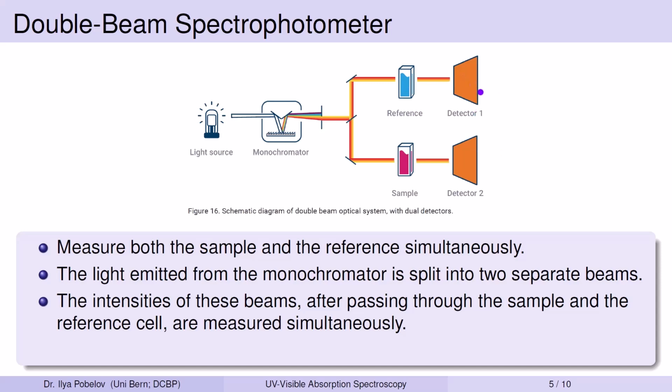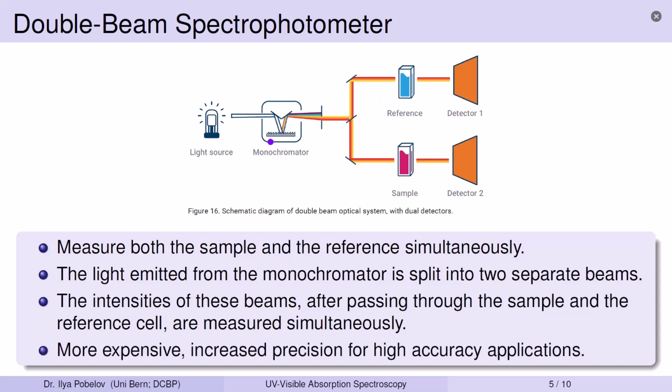This synchronized measurement ensures that any fluctuations in the light source or drifts in the detector affect both beams equally, thereby cancelling out their effects when calculating absorbance. While double beam spectrophotometers are typically more expensive than their single beam counterparts, their increased reliability and precision make them a preferred choice when high accuracy is essential.